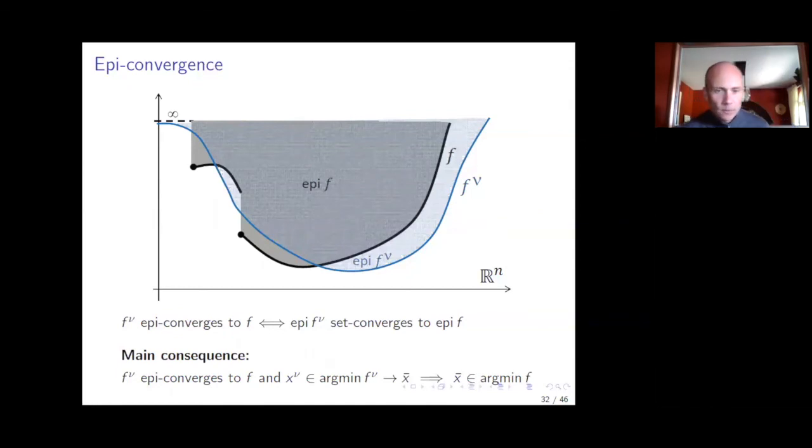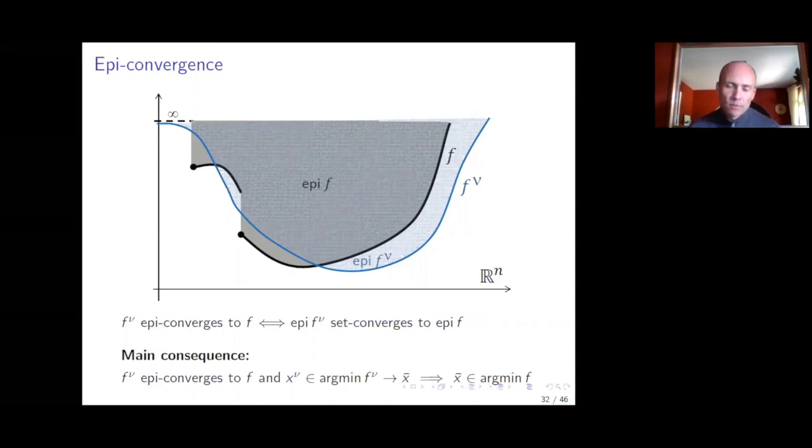We say that a sequence of functions epi-converges to another function if the epigraph sets converge to the epigraph of the limit. And set convergence is just, informally, saying that these sets start overlapping more and more. But the main takeaway on the bottom here is that if I have a sequence of solutions of the approximating problems, and those solutions are converging to some x bar, that x bar indeed solves the limiting problem.